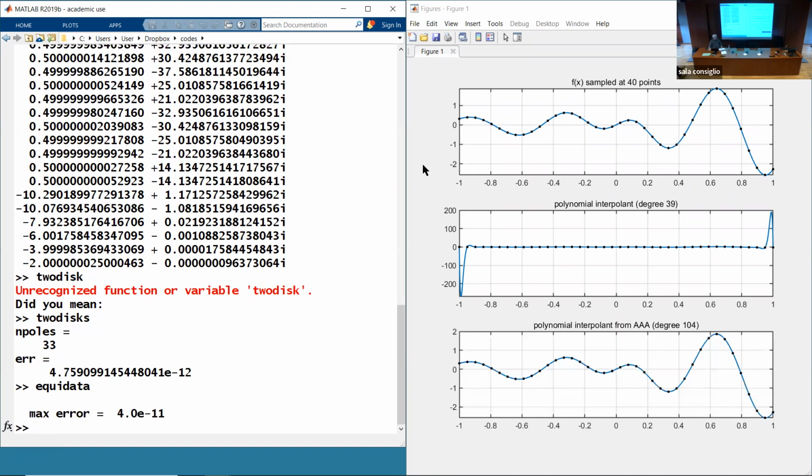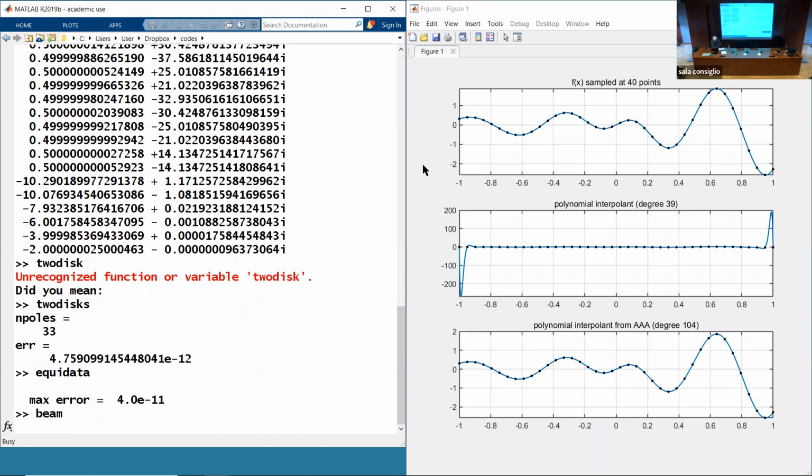So if we do that here, we get 11 digits of accuracy very easily. Of course, I picked an example where it looks good, and we've studied things more generally, but it does seem that the best method in practice for interpolating equally spaced data is AAA. Next one is called BEAM.